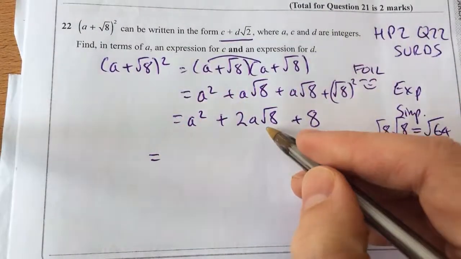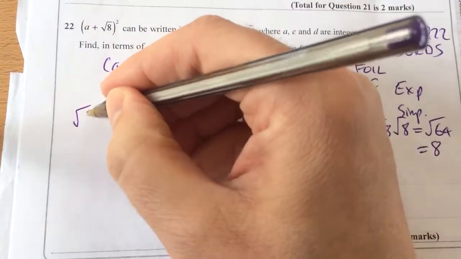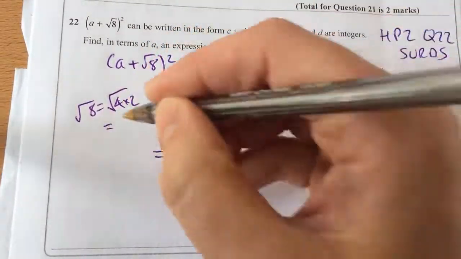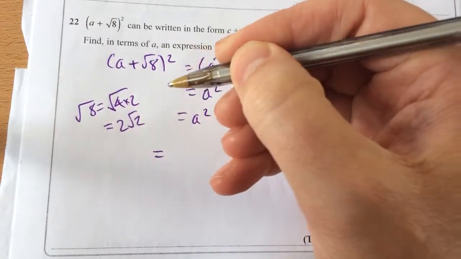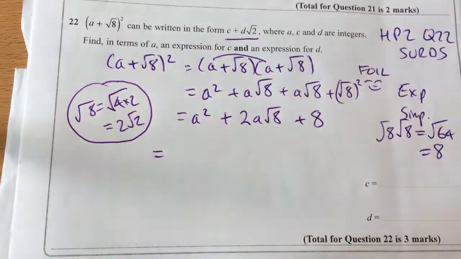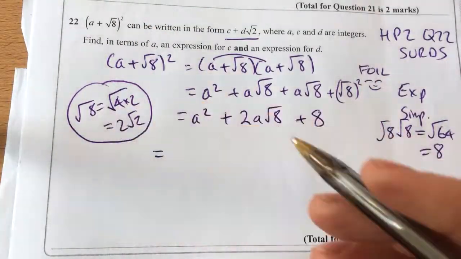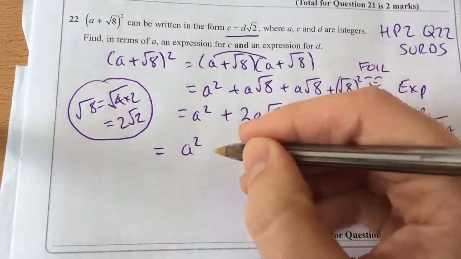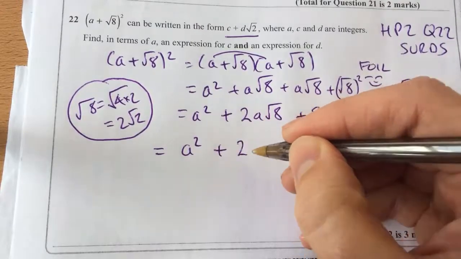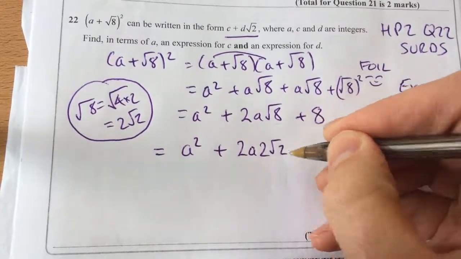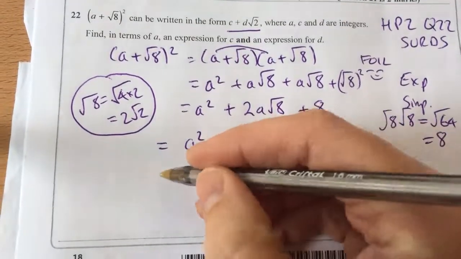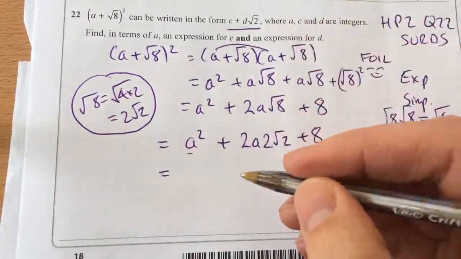Now, because that root 8, I know, is root 4 times 2, I can see this can be 2 root 2. That's one that's worthwhile remembering if you do more of these questions, that root 8 is 2 root 2. So I've got a squared plus 2a times 2 root 2 plus 8. I'm now going to bring that together because they don't involve the root 2.